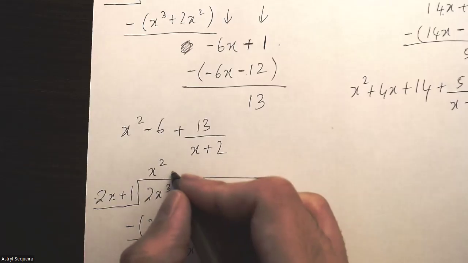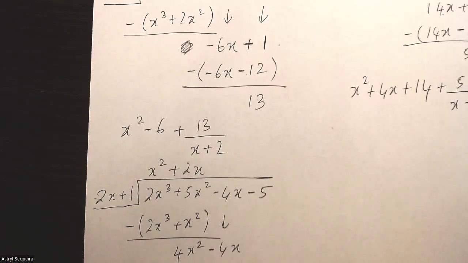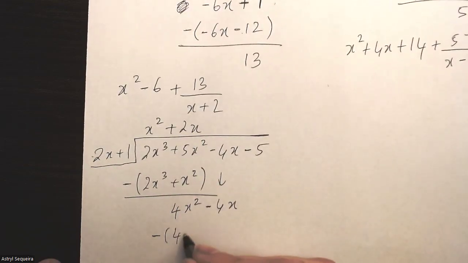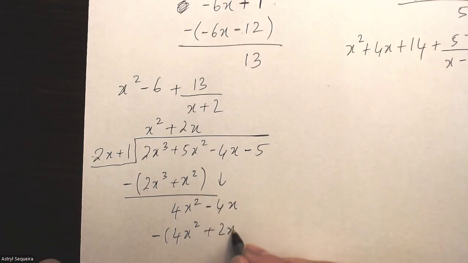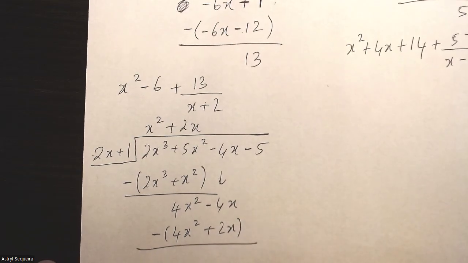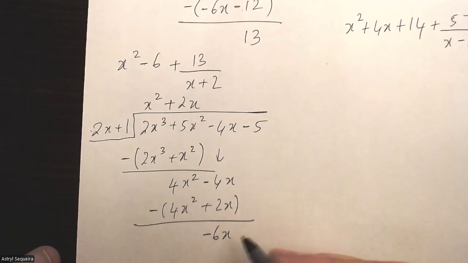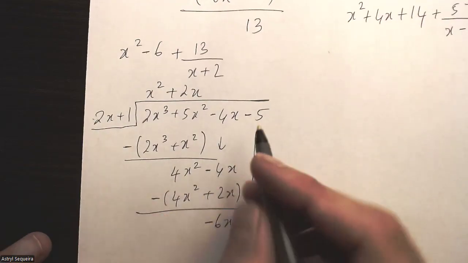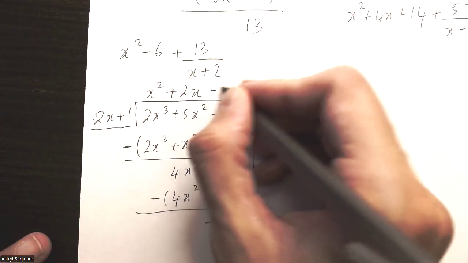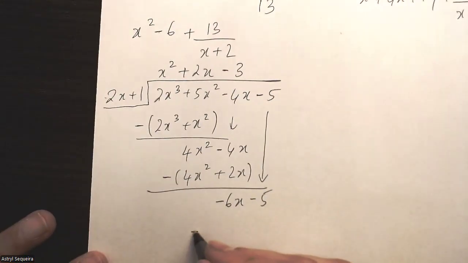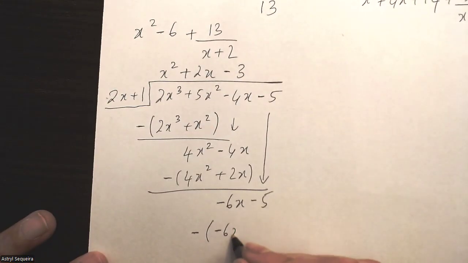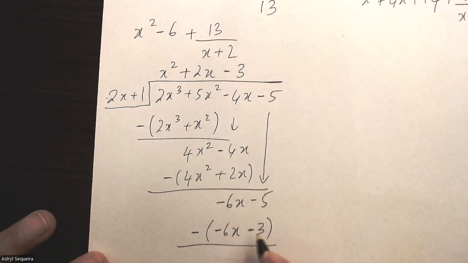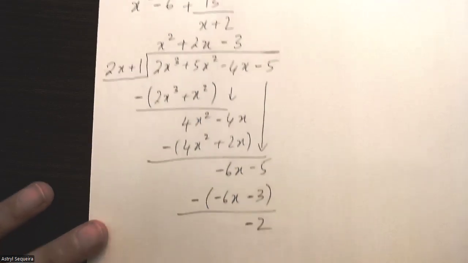4x squared divided by 2x is just 2x. 2x times this whole thing is just 4x squared plus 2x. Subtract and I will get negative 6x. Bring down the negative 5. Negative 6x divided by 2x is negative 3. And then negative 3 times the front is negative 6x minus 3. These will cancel. Negative 5 plus 3 is just a remainder of negative 2.